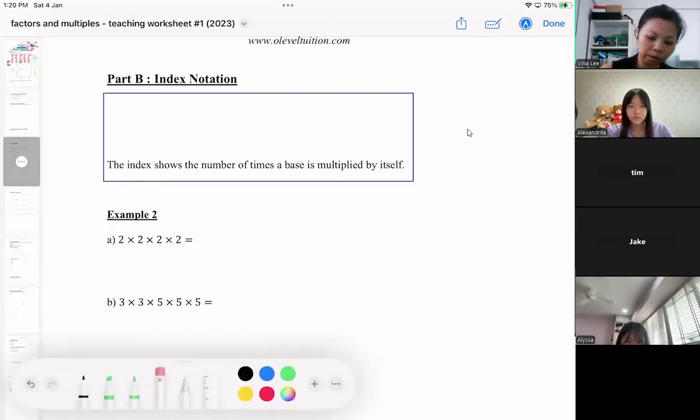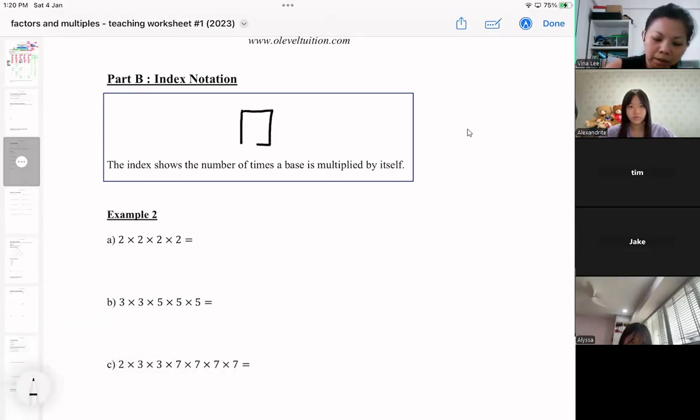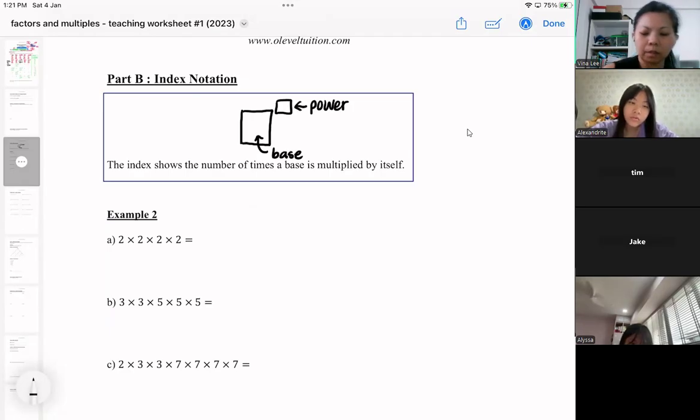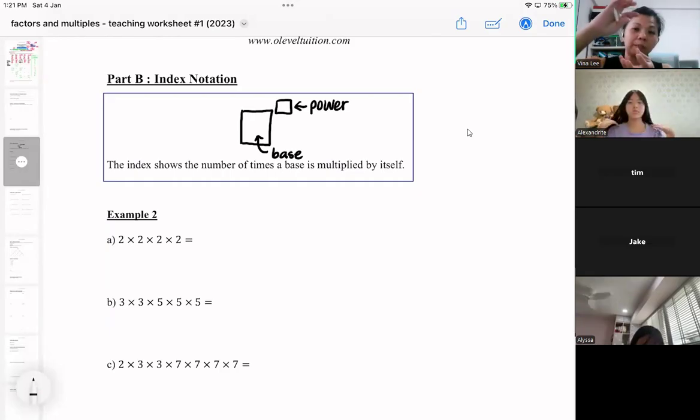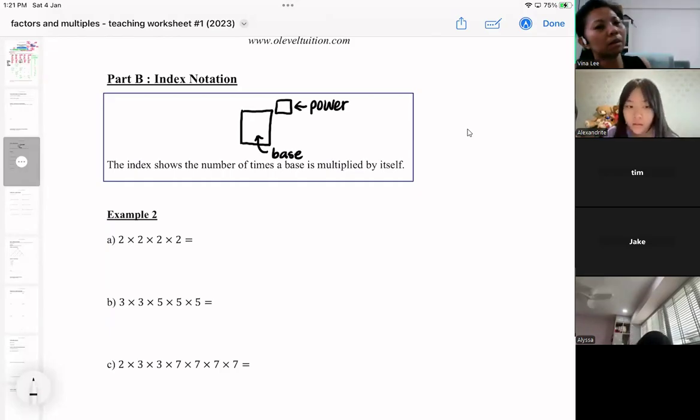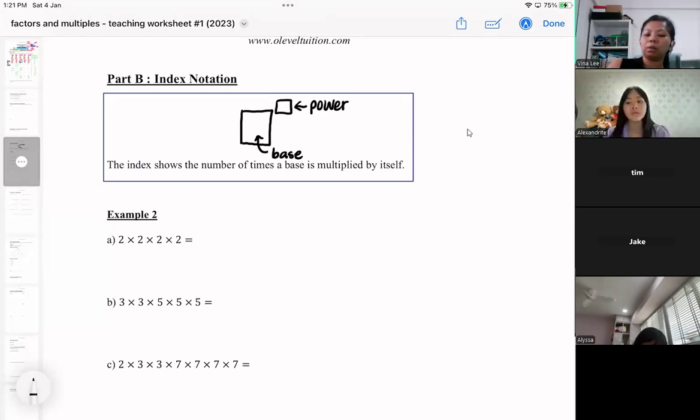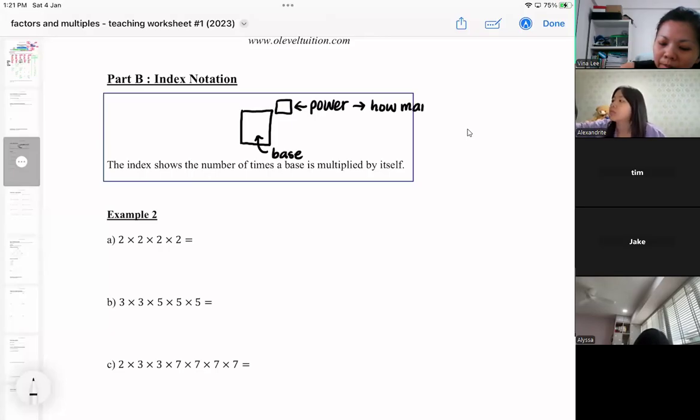Okay, so I'm going to be showing you something: index notation. There is something called the base. This number here is called the base. The tiny number here is called the power. There will be a small little number on the top, and that little number on the top is called the power. So this power tells you how many times we multiply the base.